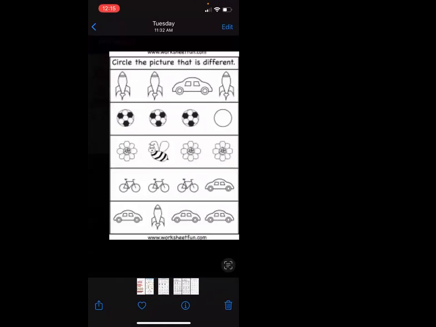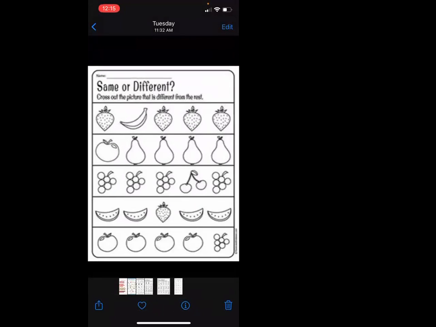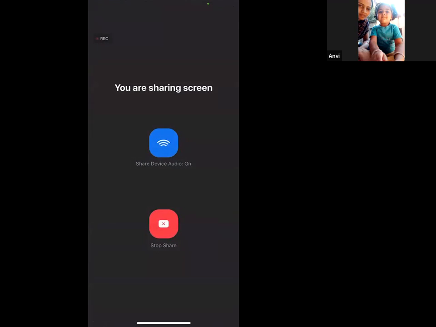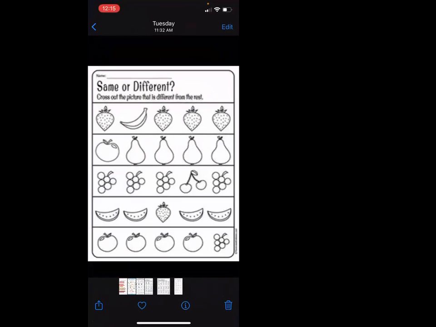Now the next one we will see. So children, have you understood these two concepts? Please keep your mics on mute so I can explain them.